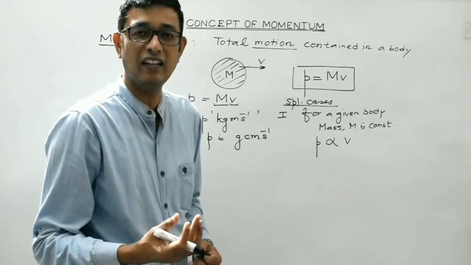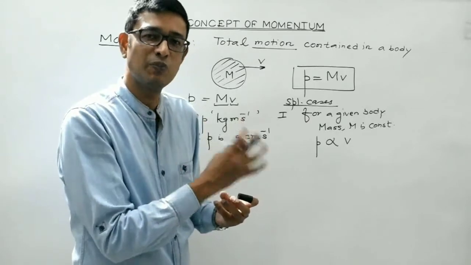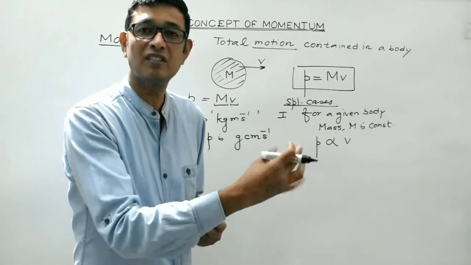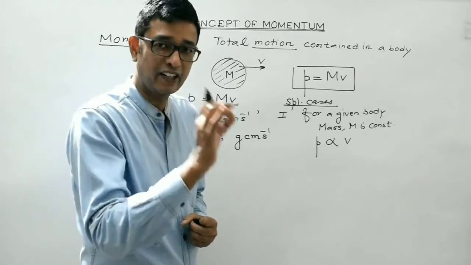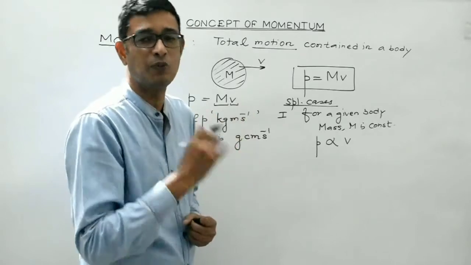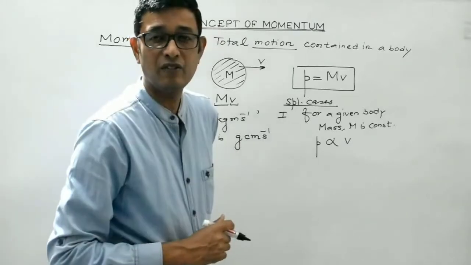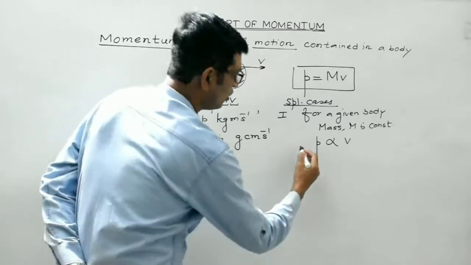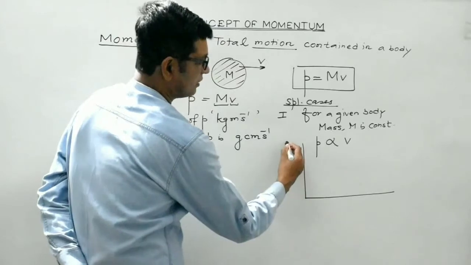What I mean to say is that a body moving with low speed will possess small momentum, and if the same body is moving at greater speed, it will possess large momentum. So if we plot a graph between P and V, they are linearly dependent. With the increase in the velocity of the body, the momentum of the body will also increase. So if you show the variation of momentum with velocity, the graph would be like this. This is P, this is V.